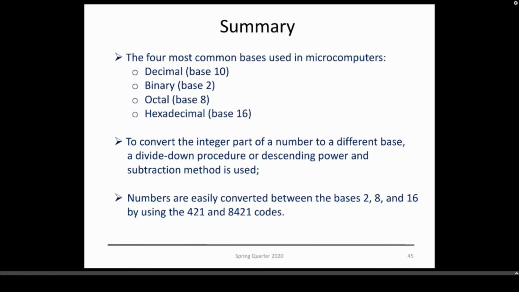In summary, we saw the 4 most common bases used in mechatronic systems: decimal base 10, binary base 2, octal base 8, hexadecimal base 16. We saw how to convert a binary number to decimal and how to go from binary to octal and hexa numbers. We also saw how to convert decimal numbers to binary using the descending power and subtraction method and the division by 2. And when you are converting binary numbers to decimal, you can use the 8421 code, which is just using the binary weights. So I know 1, 2, 4, and 8 to make that conversion easy and fast.